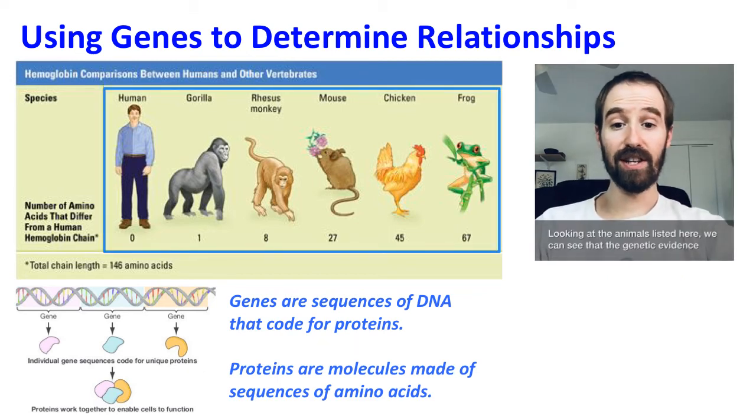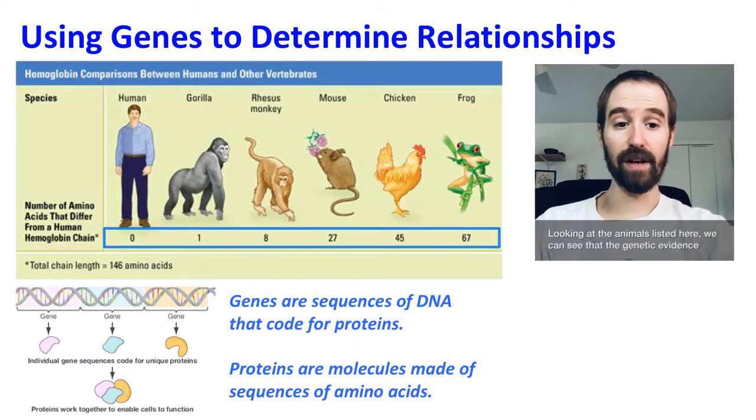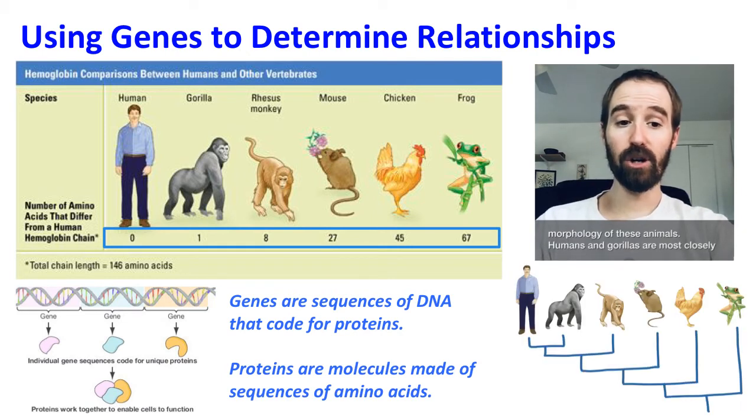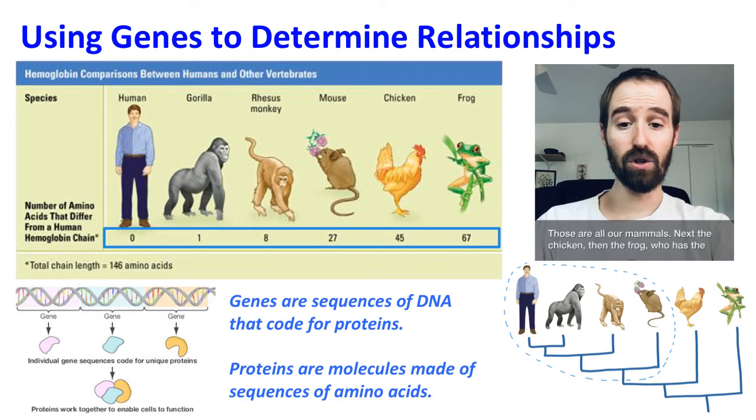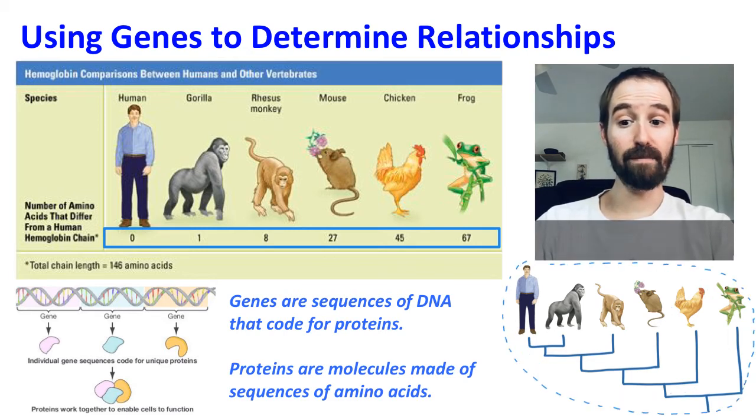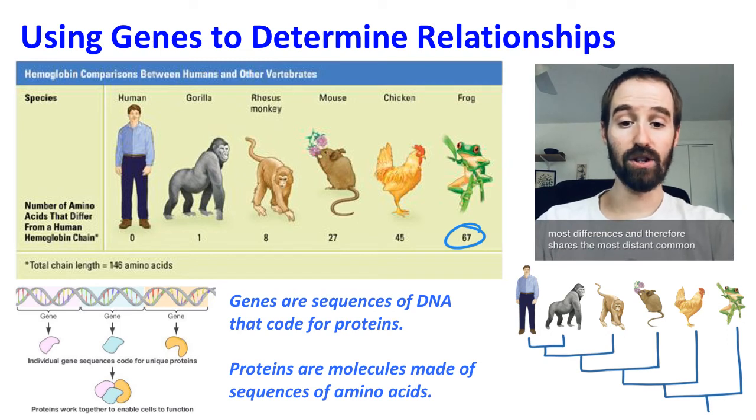Looking at the animals listed here, we can see that the genetic evidence supports what we already thought to be the case just by looking at the morphology of these animals. Humans and gorillas are most closely related, with the fewest differences in this amino acid sequence. Then the monkeys, with a few more differences, then the mouse with even more. Those are all our mammals. Next, the chicken, then the frog, who has the most differences and therefore shares the most distant common ancestor with humans out of all of the animals listed here.